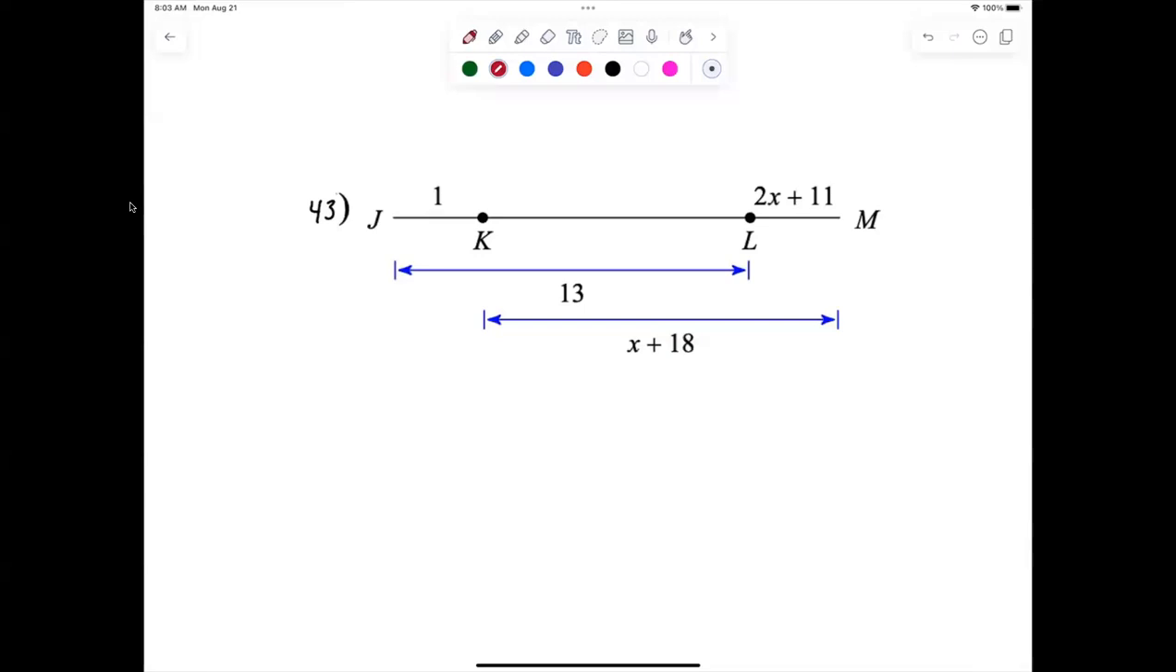Now, remember, what they're trying to show you are the different distances on the line. Does everybody agree with that? So sometimes I think it would be easier for some of us to just go ahead and say, if I put this from here to here, how much is that? 1. Does everybody agree with that? Right, and how much from here to here? 2x plus 11. And this is 1. So x plus 19, this whole thing.